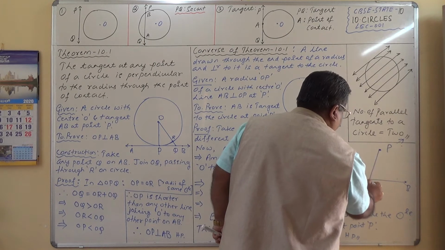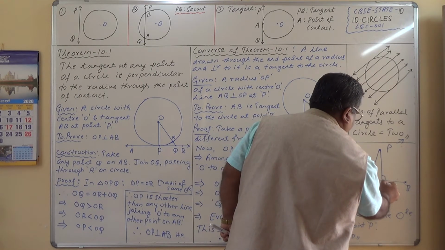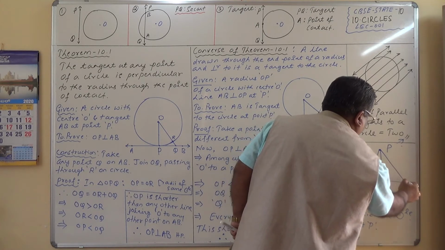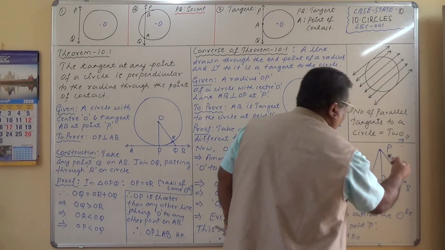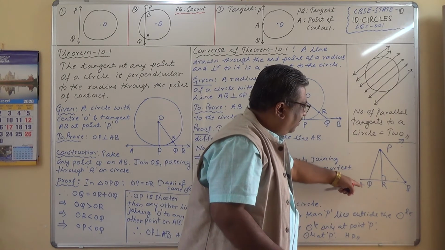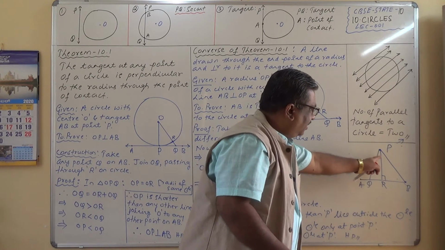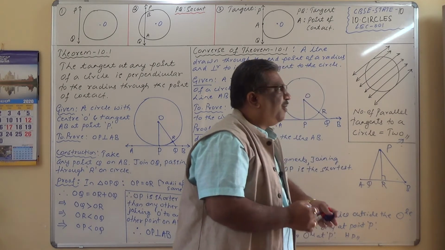Is it the distance, or is PB the distance? Which one? Is PQ the distance between a line and a point? Is PR the distance between a line and a point? Is PB the distance between a point and a line?